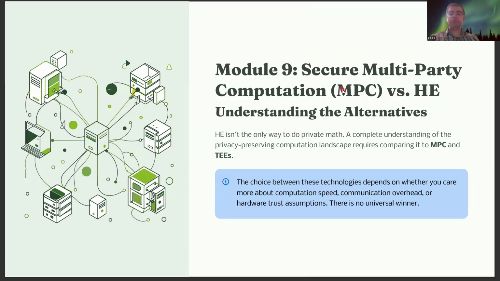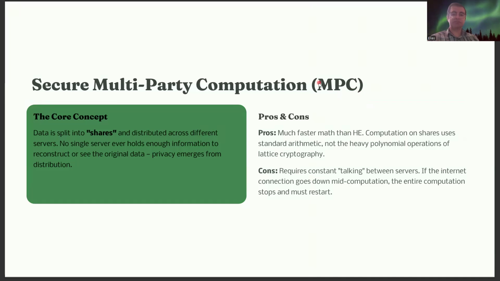What is the difference between multi-party computation and homomorphic encryption? Homomorphic encryption is not the only way that you can do privacy-preserving computation. There are other techniques that we need to talk about. One of them is MPC, or multi-party computation, which means that data is split between multiple parties and no single server will ever hold enough information to reconstruct the entire original data. So we have data, we split it, we share it between multiple servers, and each of them has a piece of it.